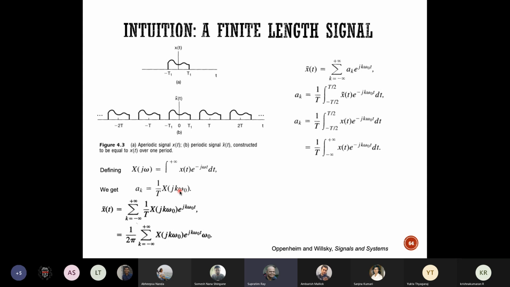And then if I get all these coefficients, a1, a2, a3, from minus infinity to infinity, I ask how am I going to reconstruct my periodic signal back? It's given by this synthesis formula. The x tilde(t) is an infinite sum of a_k multiplied by the complex exponential. This is just the Fourier series expansion of the periodic signal.